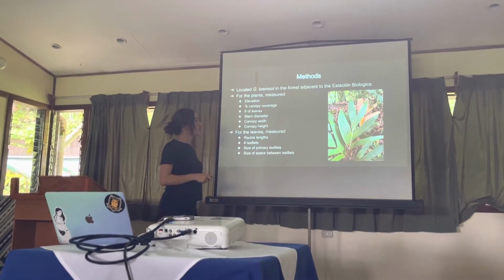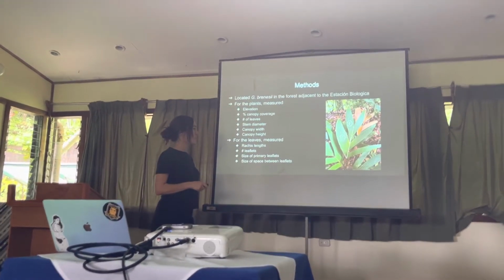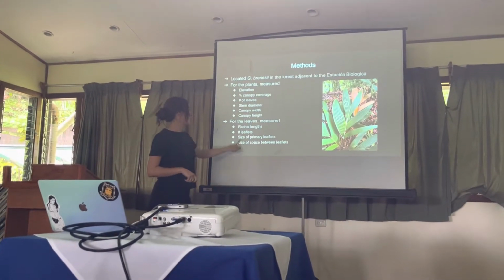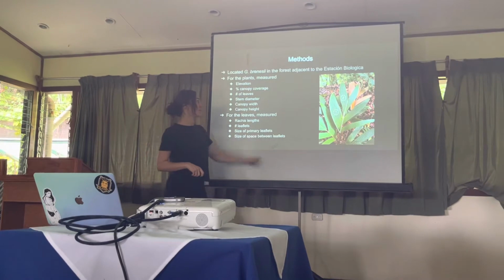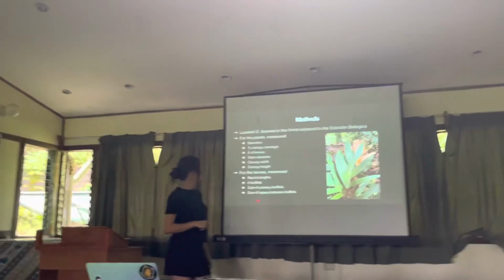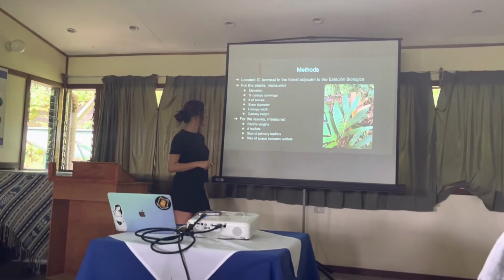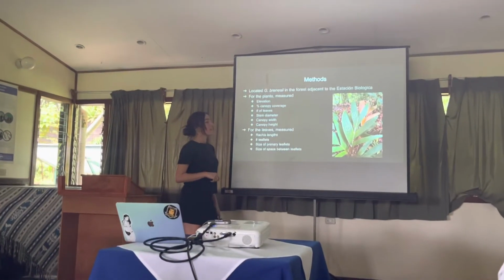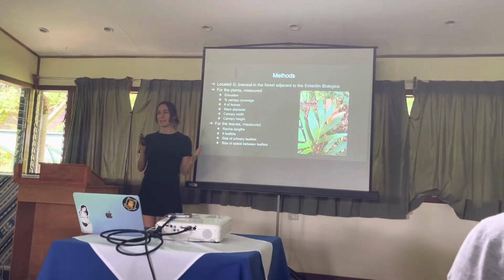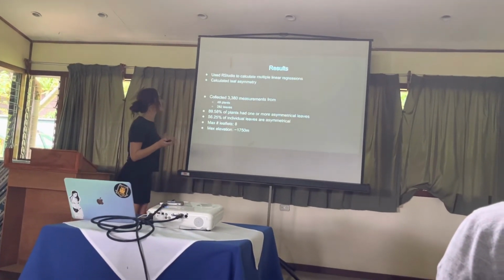We measured right here what you see. This line right here is the rachis, we measured that. We measured this, which is the primary leaflet, the length. We measured the number of leaflets, so here we have 2. And then we measured the space in between, which is a little space right here. If they were symmetrical, we only measured the left side. If they were asymmetrical, we measured both sides so we could calculate asymmetry.